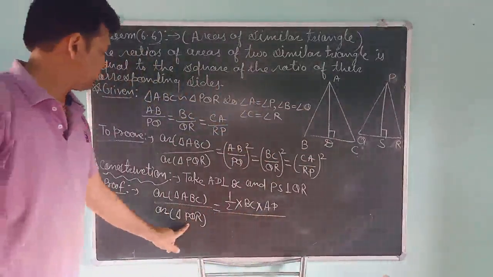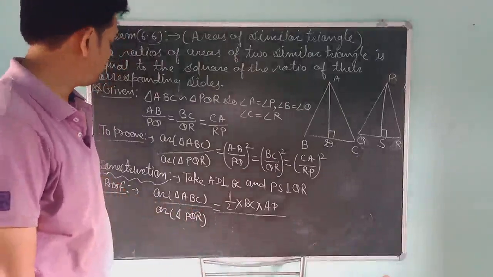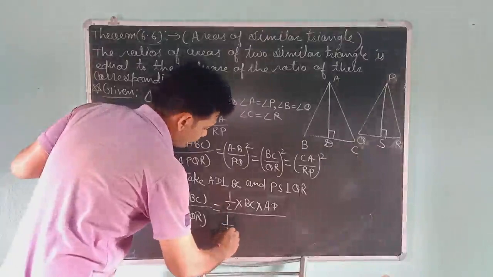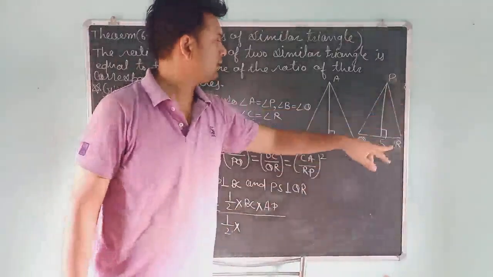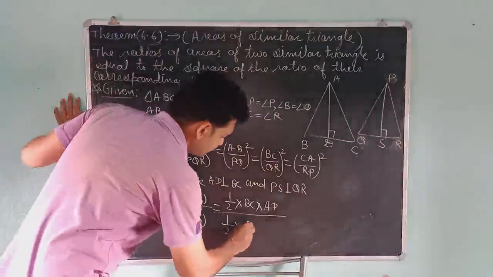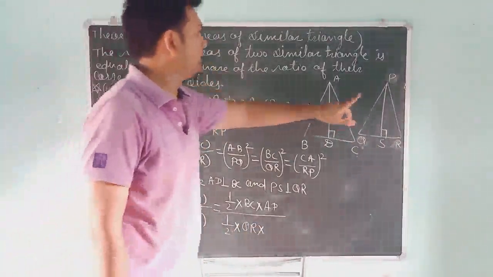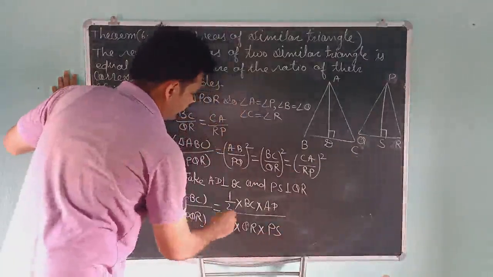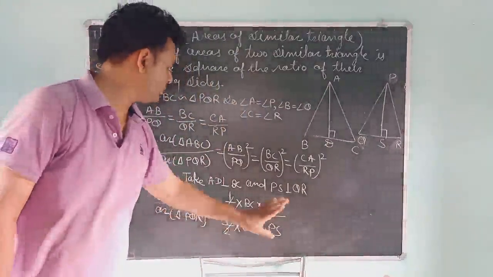Now students, I will talk about triangle PQR, and in triangle PQR the formula is the same, half base into height. What is the base in triangle PQR? Look at this triangle, the base is QR. So I will write here QR and height. What is the height? I think height is PS. So I will write here PS. Half and half will be cancelled, and finally I got BC upon QR, AD upon PS.